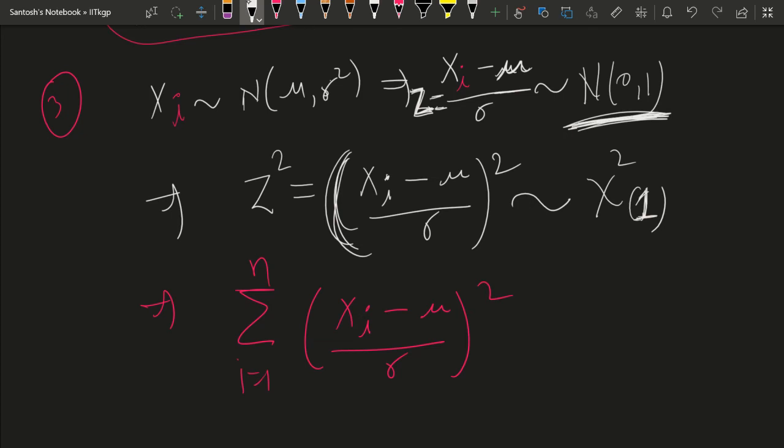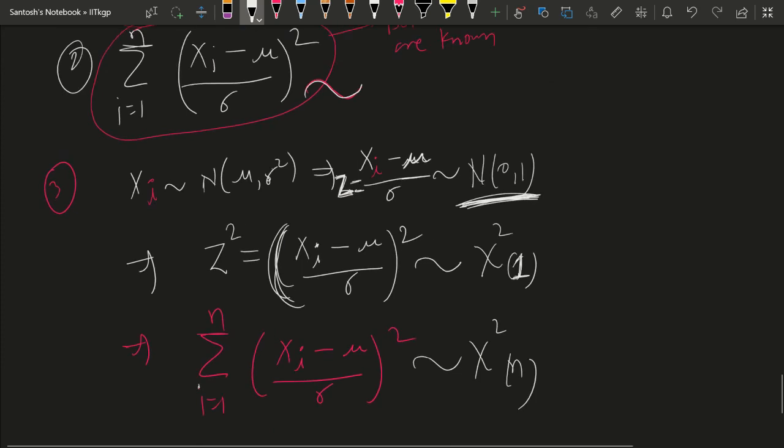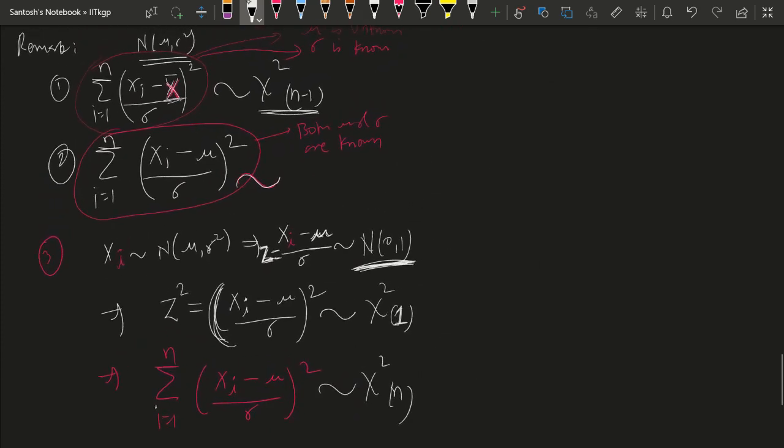So xi minus mu upon sigma whole square, I'm adding it. So x1 minus mu upon sigma whole square plus x2 minus mu upon sigma whole square, like that. Chi-square 1 plus chi-square 1 is chi-square 2. So this will give you at the end chi-square n. So the answer for the second point is chi-square n. Look at points 1 and 2 carefully. When mu is unknown, so when you use x bar in place of mu, it is chi-square n minus 1. So 1 degree of freedom is less. And in the second point, when we have mu, summation of xi minus mu upon sigma whole square, i from 1 to n, that distribution is chi-square with n degrees of freedom.